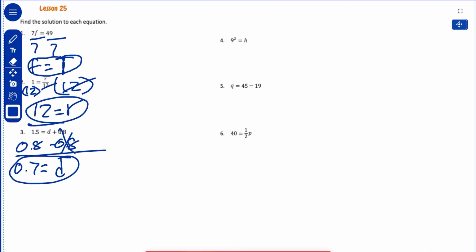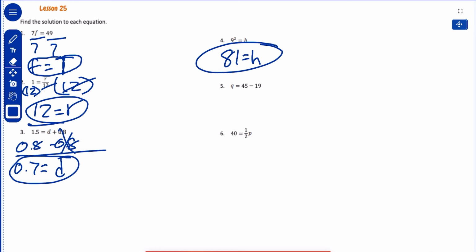Now, number 4 says 9 squared is equal to H. Can you do 9 squared? What is it? 81 equals H. Once again, if you can do it, do it. We could do that one, so we just did it.